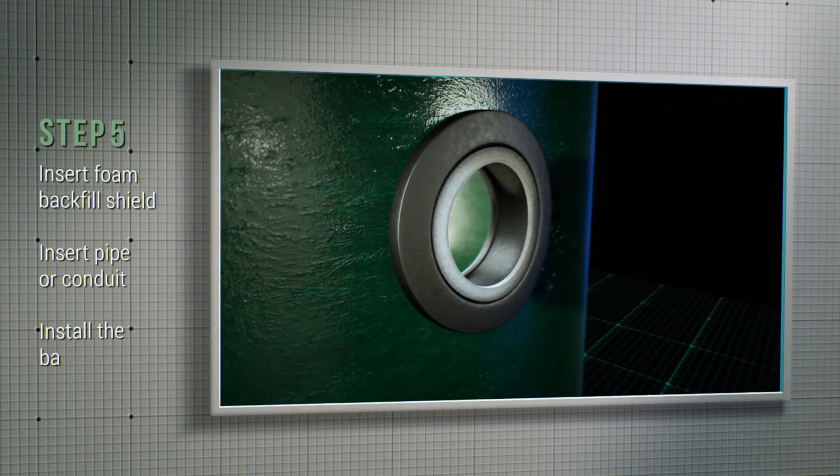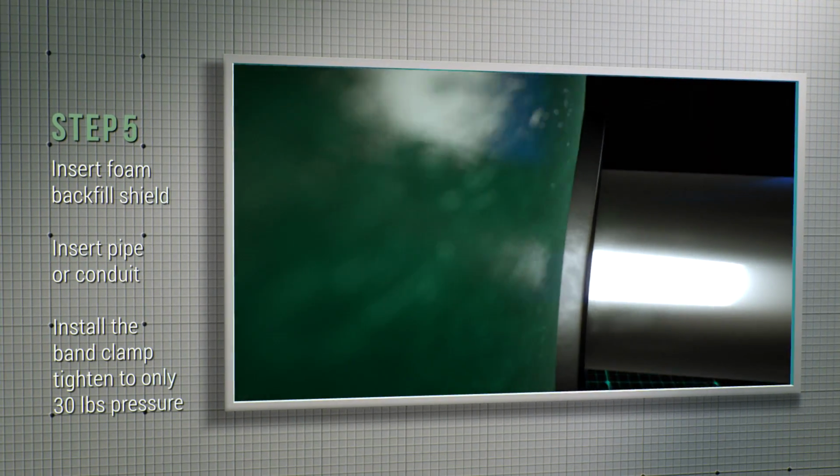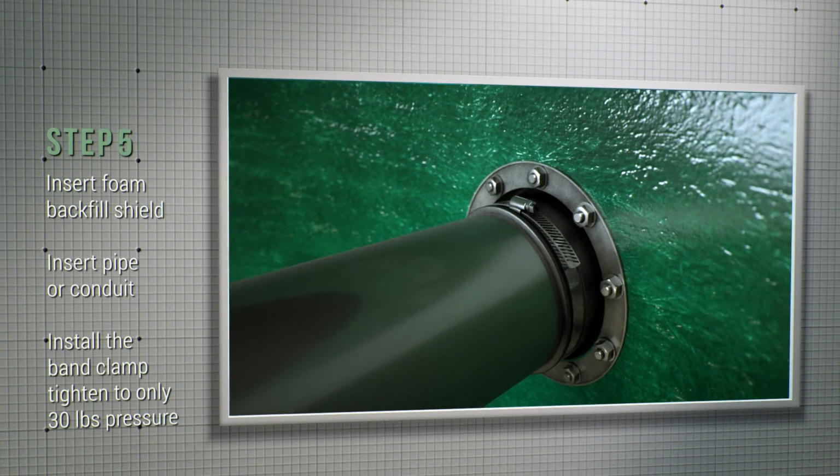Step number 5. Insert the foam backfill shield into the entry fitting. After the pipe has been positioned, install the band clamp around the boot and tighten to 30 pounds per inch.